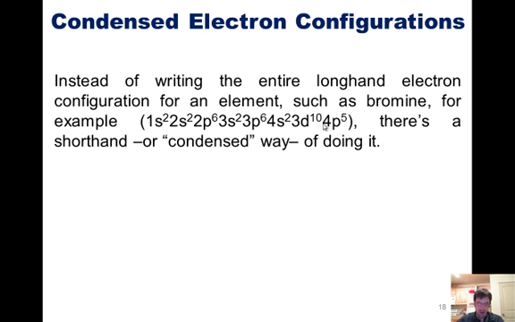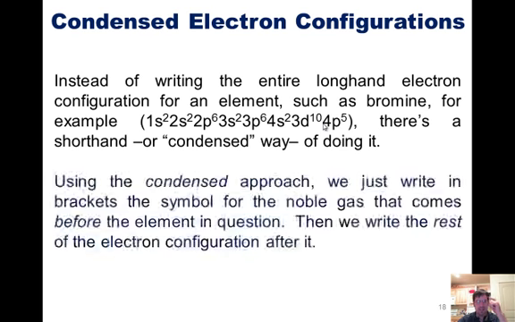Well, instead of writing the longhand electron configuration for an element, there's a shorthand or condensed way of doing it. Using this condensed approach, we just write in brackets the symbol for the noble gas that comes before the element on the periodic table. Then we write the rest of the electron configuration between that noble gas and the element in question.